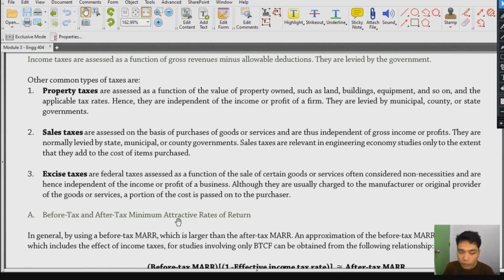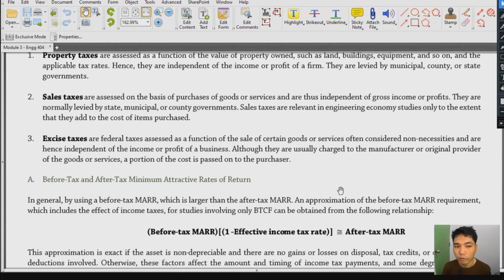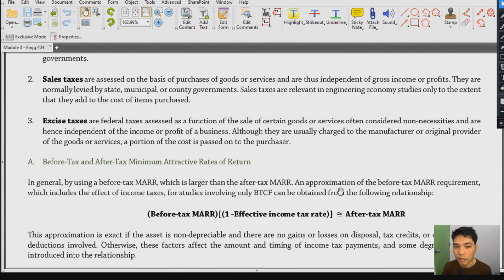And then, we could have these excise taxes, and these are federal taxes assessed as a function of the sale of a certain good or services, often considered a non-necessity and are hence independent of the income or profit of the business. So usually, this is charged to the manufacturer kasi halimbawa, nagpo-provide ka ng service or certain product na hindi siya necessity. So, sabi nga natin, pag hindi necessity, pwede kang maka-live or maka-survive without those. So, usually, ang nagbabayad nito yung mga manufacturer or yung mga seller ng mga ganong certain products. So, ito yung 3 taxes natin na kailangan nating maintindihan before we do the before tax and after tax MARR.